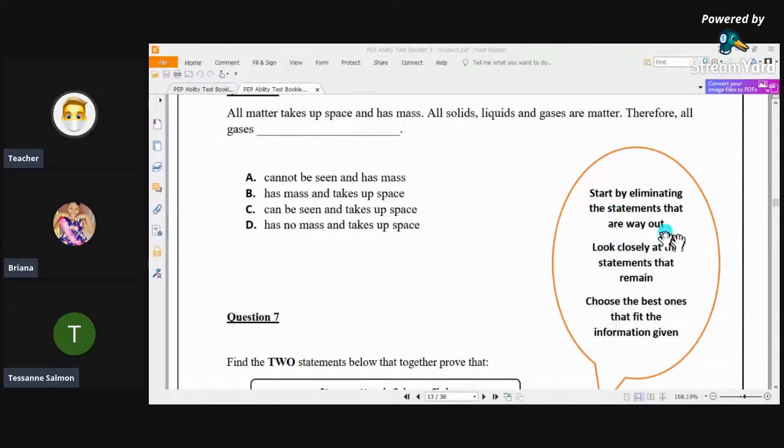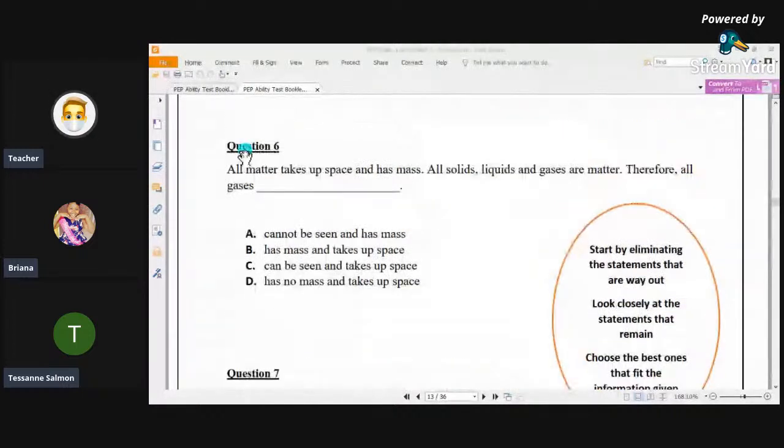What do we call this again? We call this something in class. Our teachers say this in class. What is it again? Let me hear you. The process of elimination. The process of elimination. Let's go with this. All right, Tess, read item 6 for me.